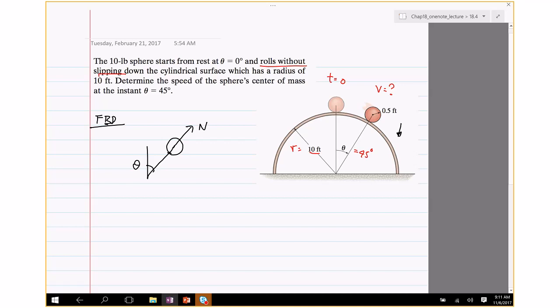By the way, there is gravity which is not mentioned. Okay, is that it? There's friction because it's rolling without slipping. And you're not told it's a smooth surface.